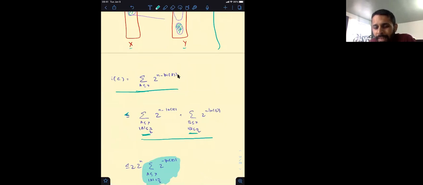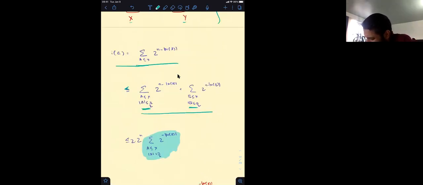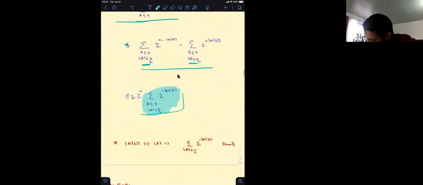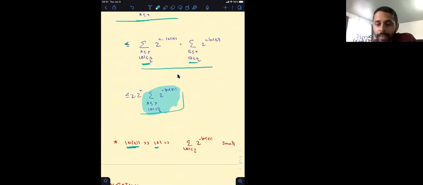With A, just pick whichever side is the largest, and it's 2 times the larger of these two quantities without loss of generality. That's the A part. So the idea is that if the size of the neighborhood is much larger than the size of A, then this summation, when you're summing over 2 to the minus neighborhood of A, is small.